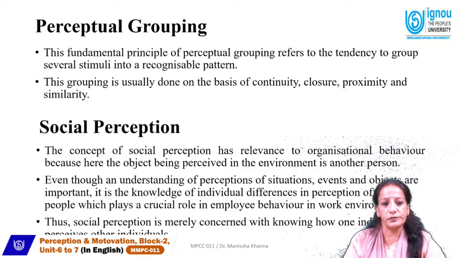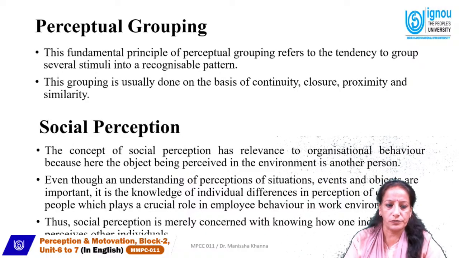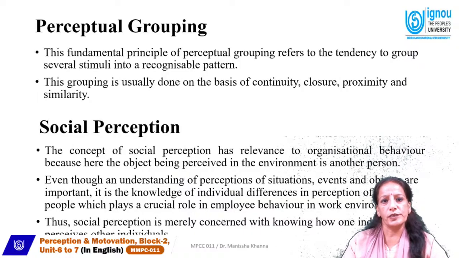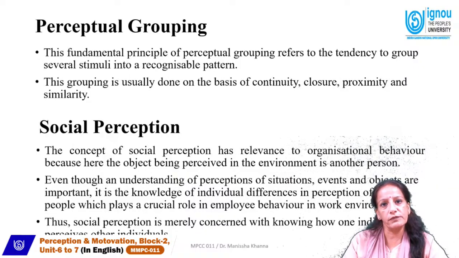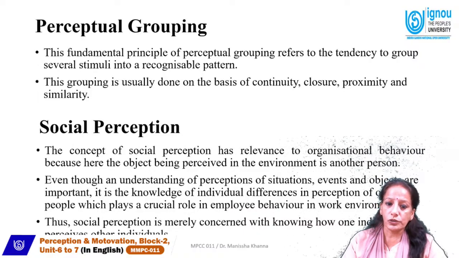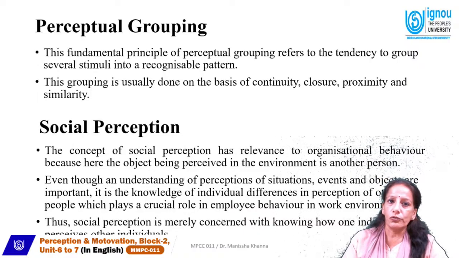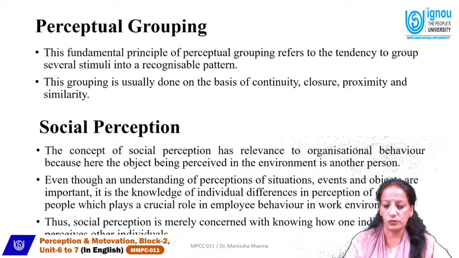The concept of social perception has relevance to organizational behavior, because here the object being perceived in the environment is another person. Even though an understanding of perception of situations, events, and objects is important, it is a knowledge of individual differences in the perception of other people which plays a very important role in employee behavior at the workplace. So social perception is not only concerned with knowing one individual but perceiving the other individuals also.